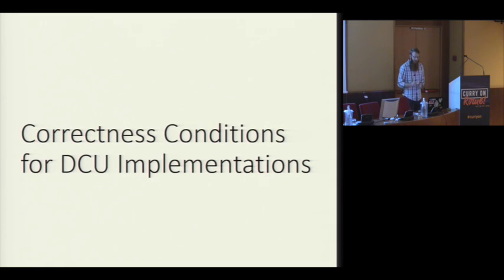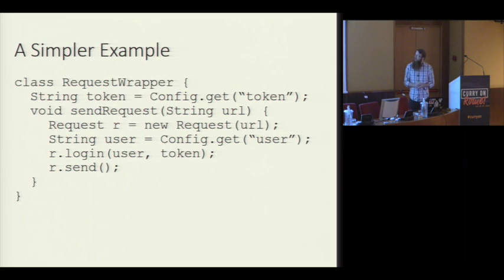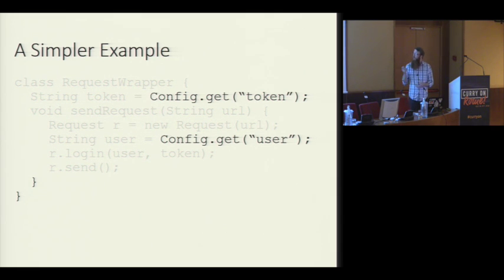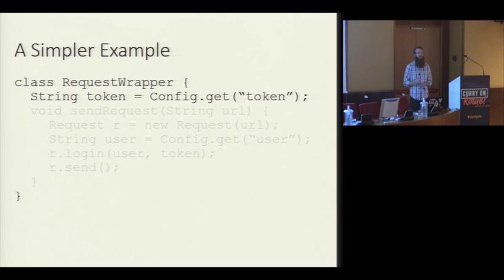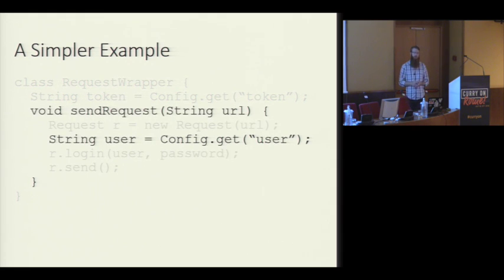So Staccato actually offers 2 alternative correctness conditions for DCU implementations. As we'll soon see, we found there was no one-size-fits-all when it comes to specifying correctness for DCU. So let's start with a simpler example. The Solr bug is not our working example. Here we have some request wrapper that allows the user to configure the username and token that are sent with each request. Notice, however, that the token option is cached into this token object field, whereas the username is reread on every invocation of the send request method.